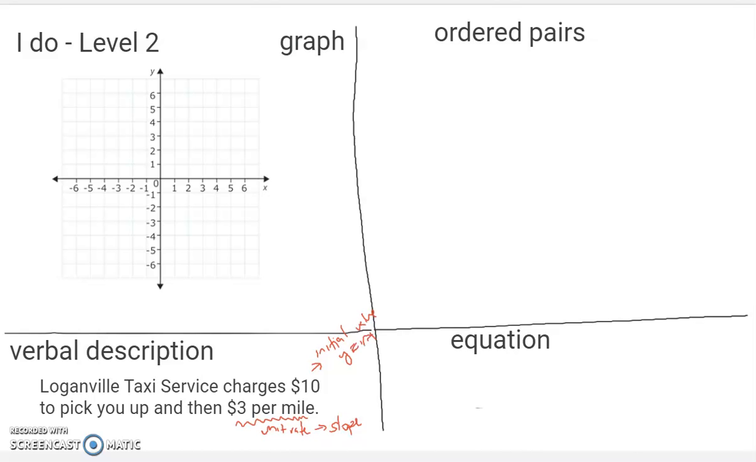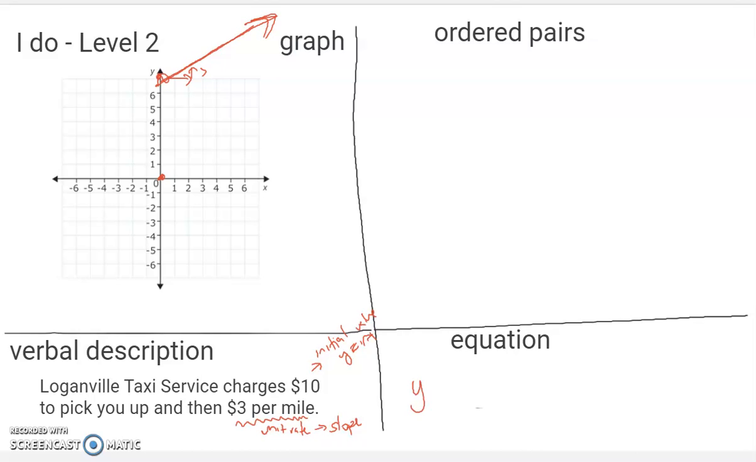Like on the graph, it would start up here at 10 and the price would increase from there. Even at 0 hours, it would be $10 to start, and then each hour it would go up $3, something like that. So we get a graph that looked kind of like that. And that would be the y-intercept. It would start on the y-axis at 10.